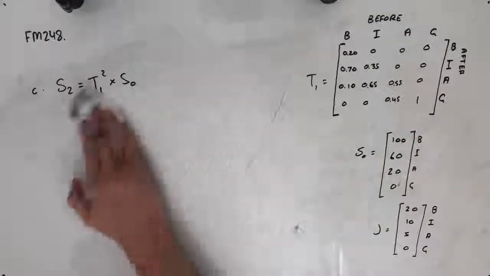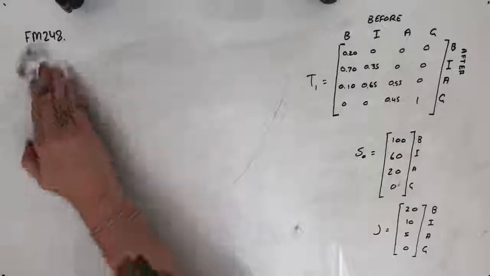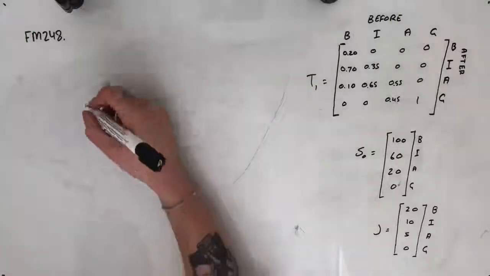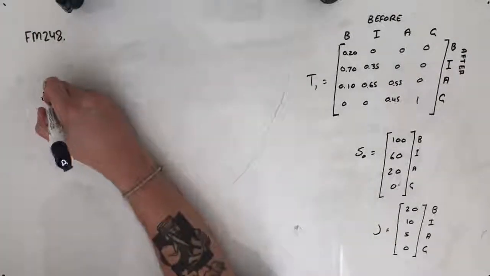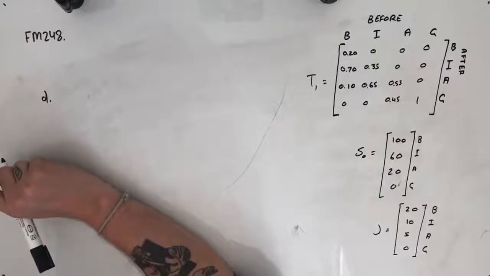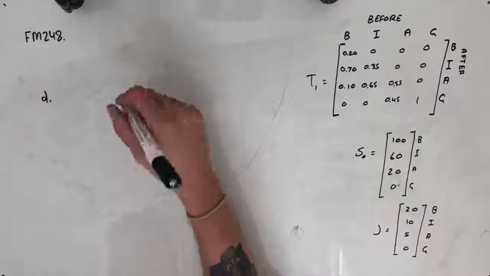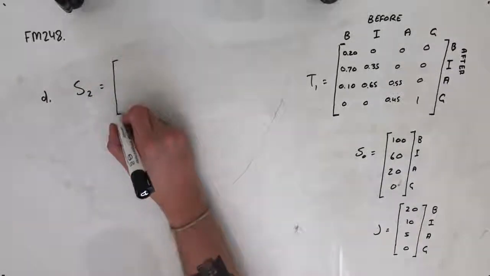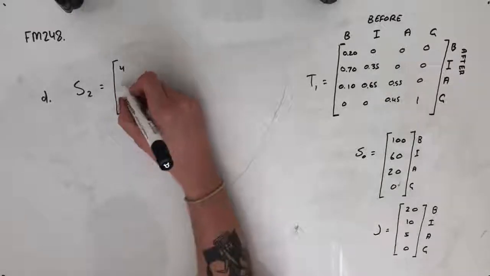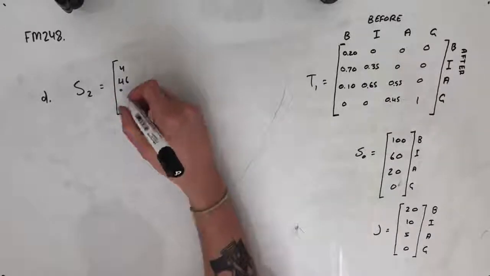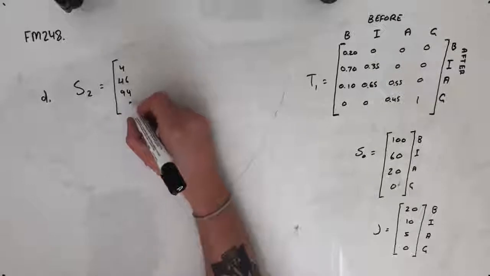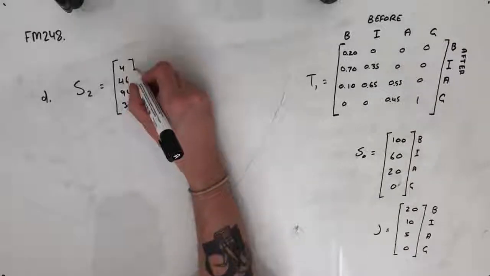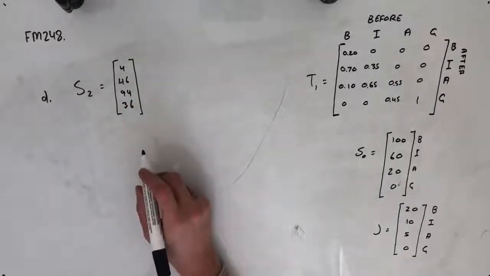Question D now goes on to ask us, after how many assessments is the number of students in the school first expected to drop below 100? Now, just to bring S2 back for a moment here, actually. We had 4, 46, 94, and 36.